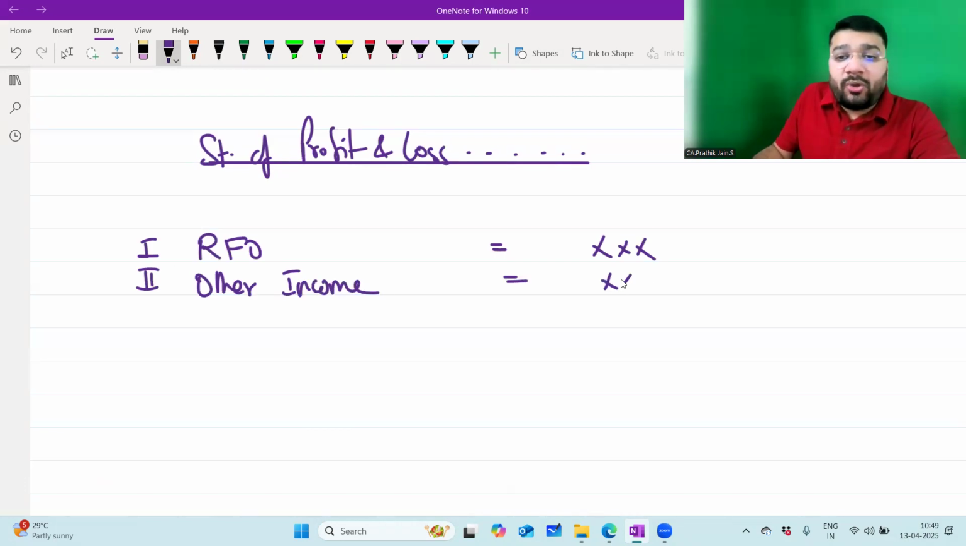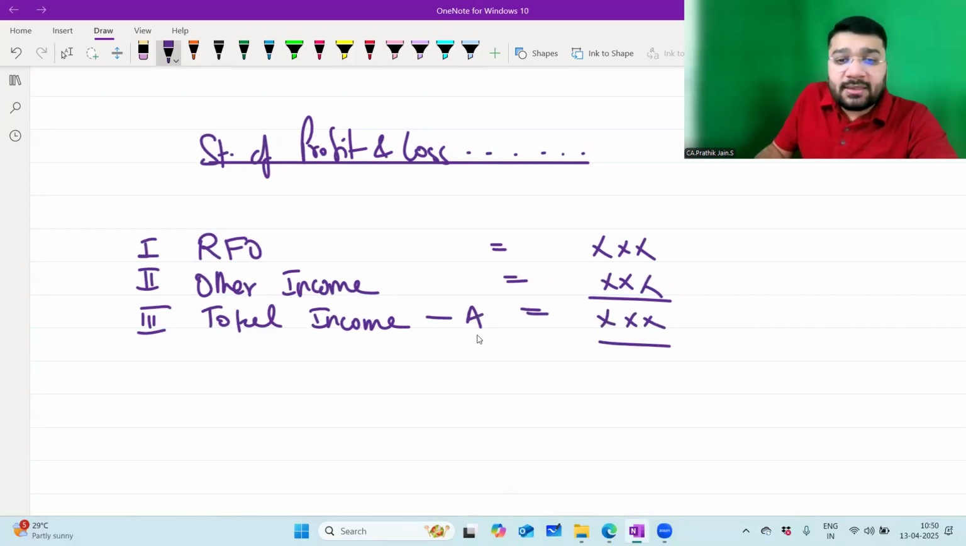If I add these both, what do I get? Third item is total income. Online people, please open your mouth and respond. We get total income. Wonderful. This is called A. Fourth item is expenses. Under that we have cost of material consumed.